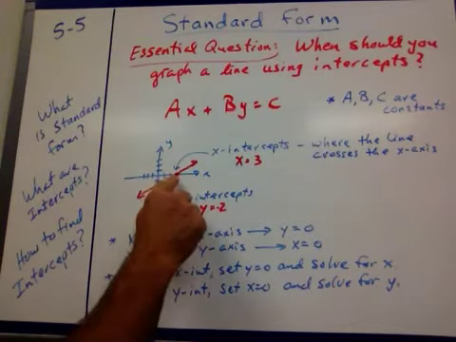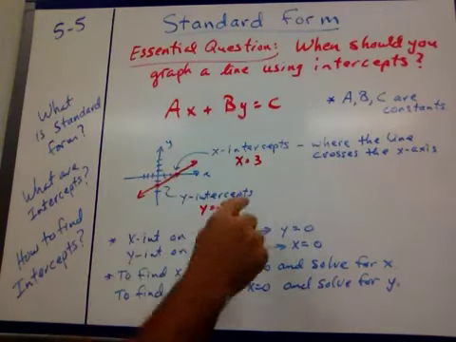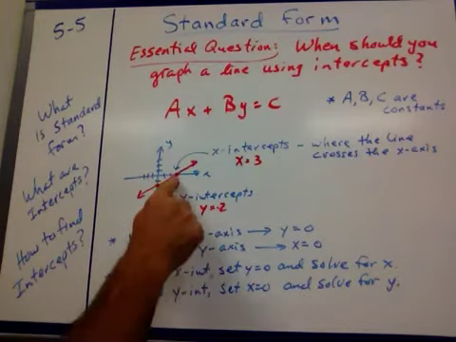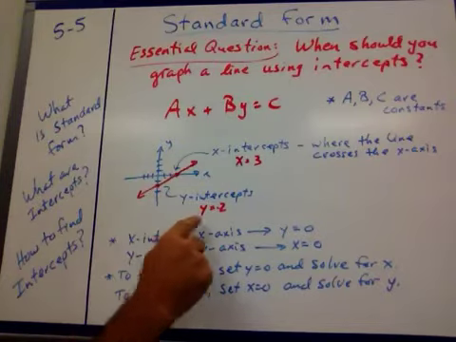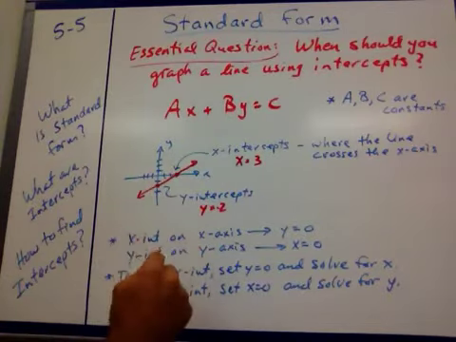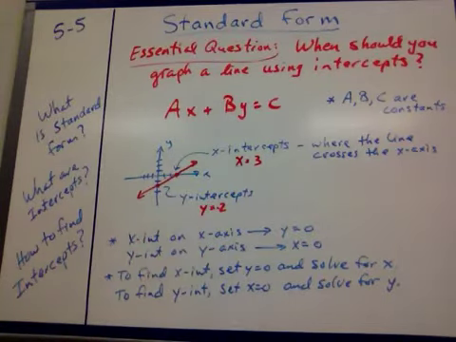Where your line crosses the x-axis, that's called the x-intercept. In this case, it's x equals 3. And where the line crosses the y-axis is your y-intercept, which we've already talked about. In this case, it's y equals -2. So how do we use these intercepts? How do you find them?